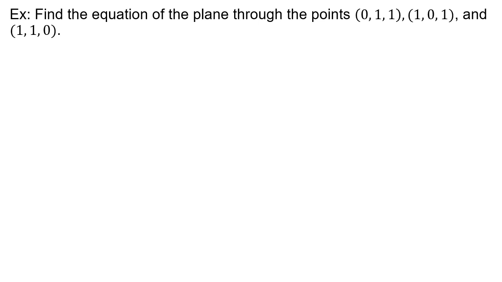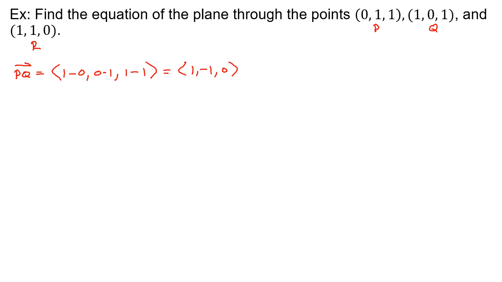And so I'm going to call this point P, this point Q, and this point R, just going down the list. So I need to come up with vectors that are connecting these points. For instance, I'm going to do PQ. That vector would be Q minus P. So I'll get 1 minus 0, 0 minus 1, and 1 minus 1. So I'll get the vector (1, -1, 0). That would be one vector.